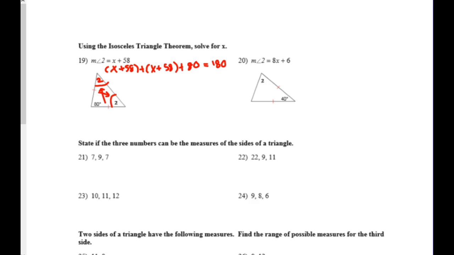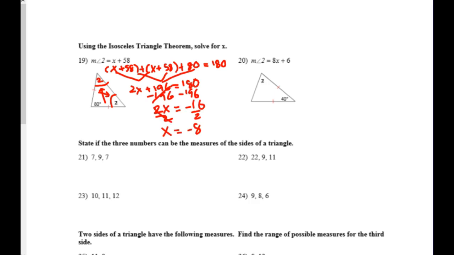And then from there, we're going to combine like terms and solve for x again. So what are our x values we combine? X plus x is 2x. 58 plus 58 plus 80 gives us 196. And that equals 180. And then what are we going to do? Get rid of the loner and divide. So to get rid of that 196, we subtract, and then we divide, and we get x equals -8. So it's totally okay for x to be negative. When you plug it back into the angle, it's going to be a positive angle.